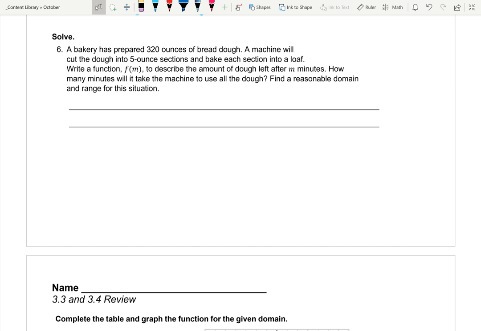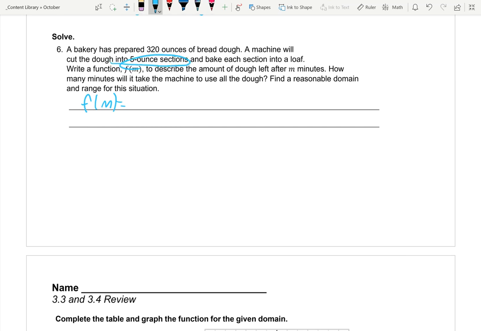Okay. So, let's follow the instructions. We are first asked to write a function f of m. So we're going to write a function f of m equals. Now our function relates to the fact that we have 320 ounces of bread dough, and we are using 5 ounces at a time, right?